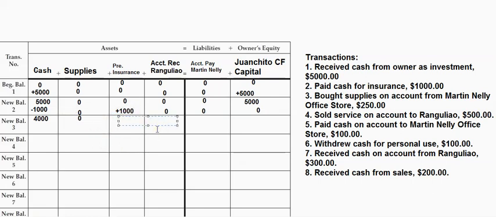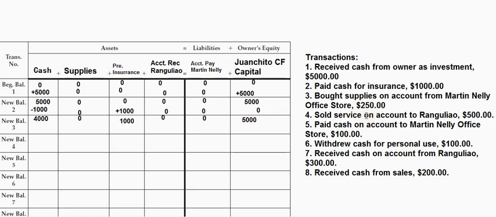Insurance amount, I have $1,000. Account receivable Ranguliao, $0. Okay. Account payable Martinelli, no. And we have Juanchito capital, that is $5,000. Okay, very good.